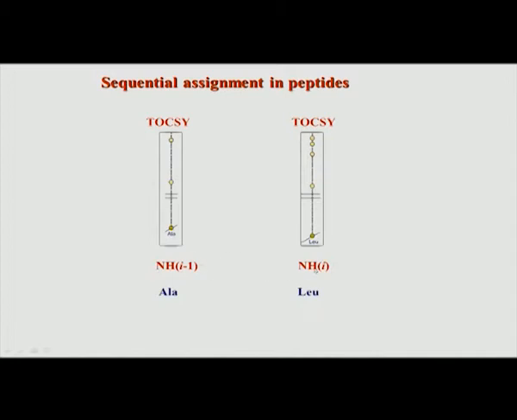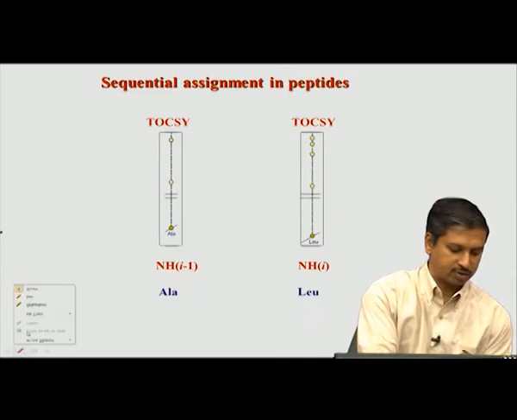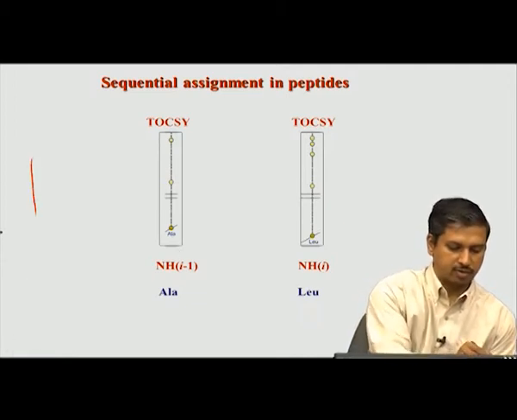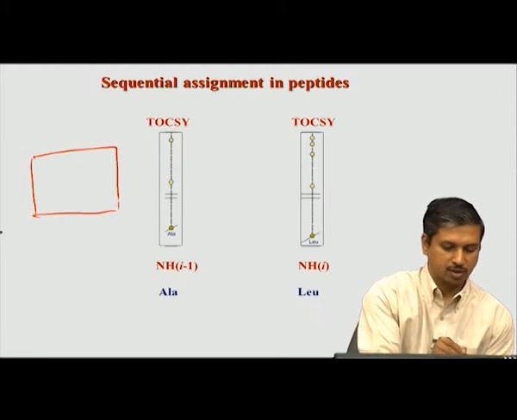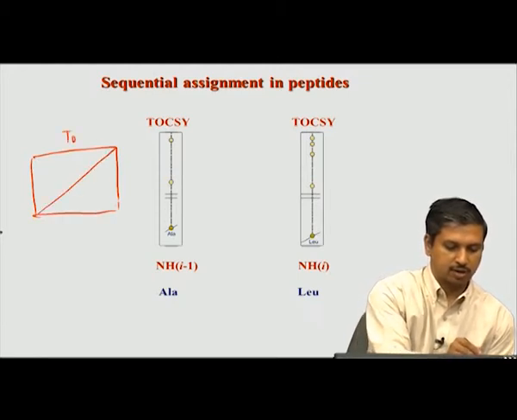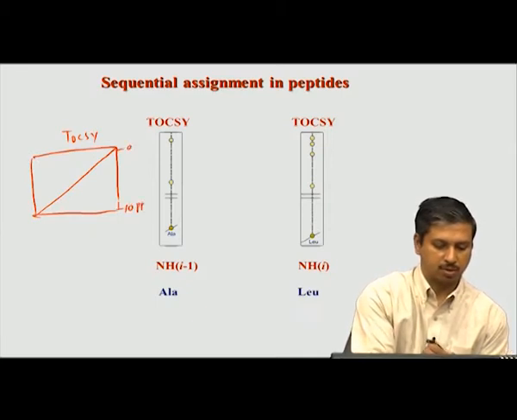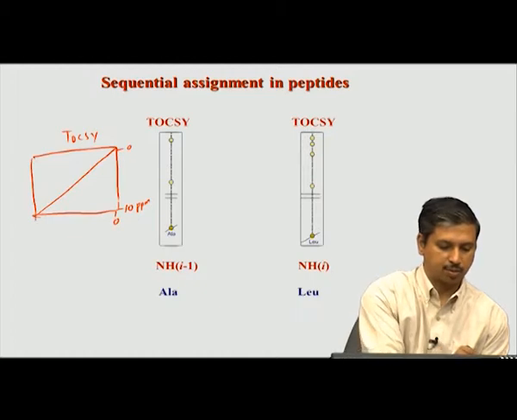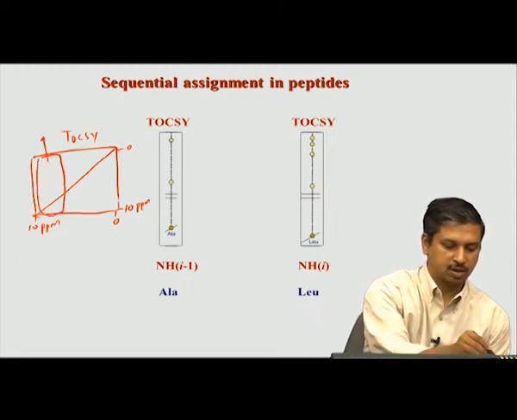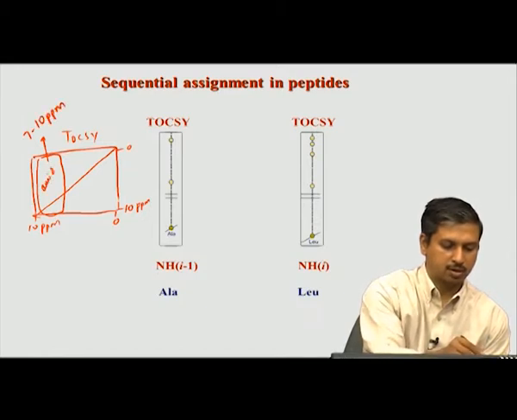Let us say that this is the NH of residue i, and this is the NH of residue i minus 1. Let me again illustrate where we are focusing here. This is a TOCSY spectrum. This is the diagonal. We are looking at TOCSY, and this is between 0 to 10 ppm, and this is between 0 to 10 ppm. The amide region comes in this portion, this is 7 to 10 ppm. So, this is the amide region.